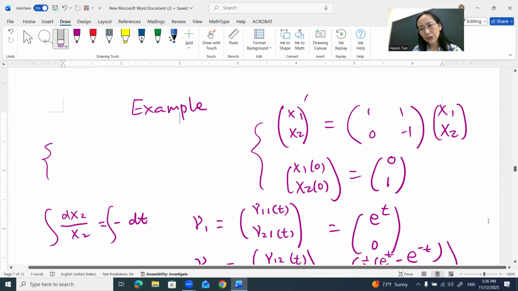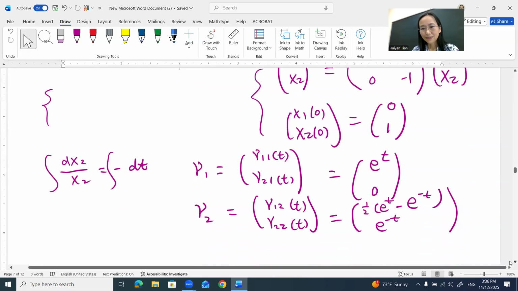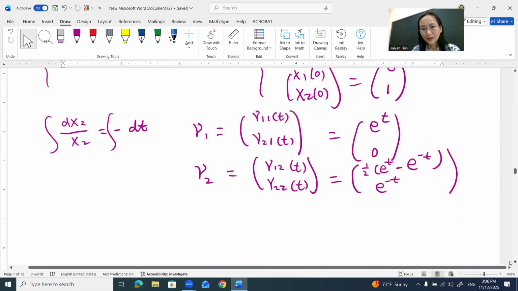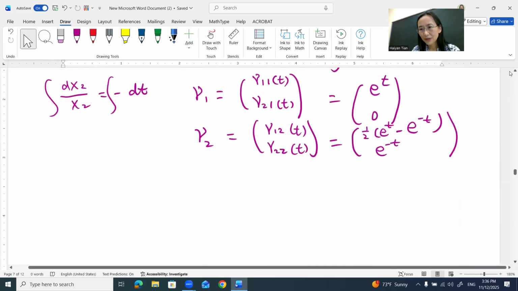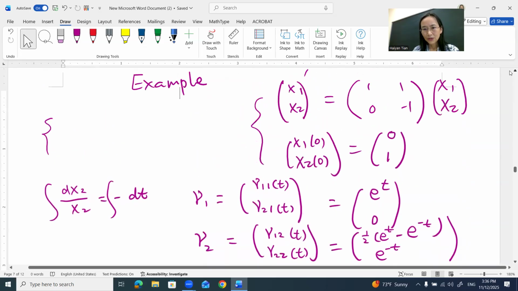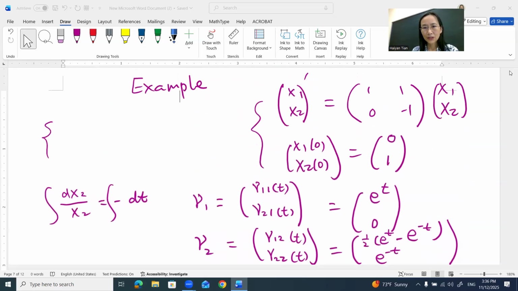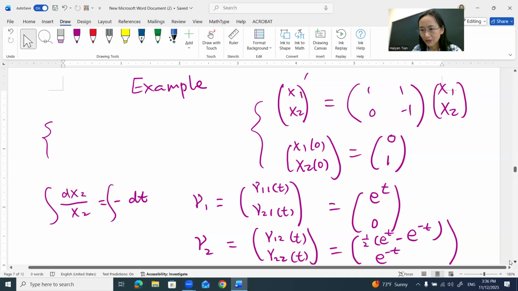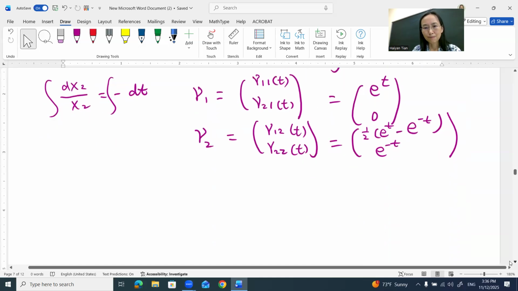But for the constant coefficient case, we can have another way to find the fundamental matrix. Instead of solving for the different initial value problems to find each column of the fundamental matrix, right? We can use an alternative approach.